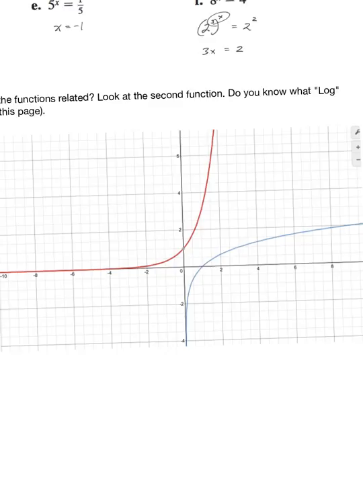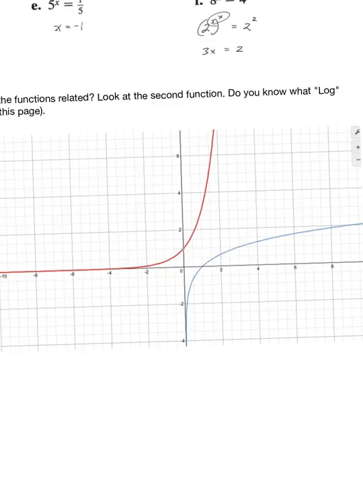Can anyone tell me what the relationship between the red graph and the blue graph is? They're both the same. Inverse. They are inverses. Who said that? Did you say that? You said that. I don't talk in this class enough. The answer is that they're inverses.